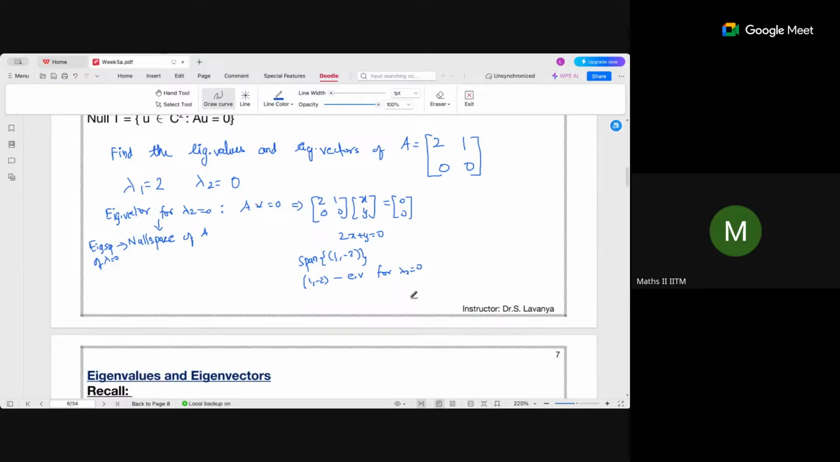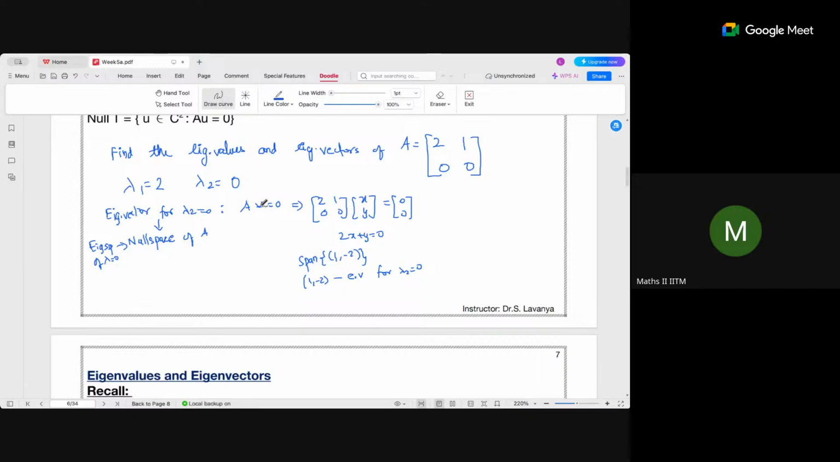No. See, first of all, any transformation cannot be written as lambda V. It depends on what your V is and what your lambda is. Here, for only some specific V, we can write TV as lambda V. So you cannot write the whole transformation T itself as lambda times something. That is possible only if you have a scalar transformation.